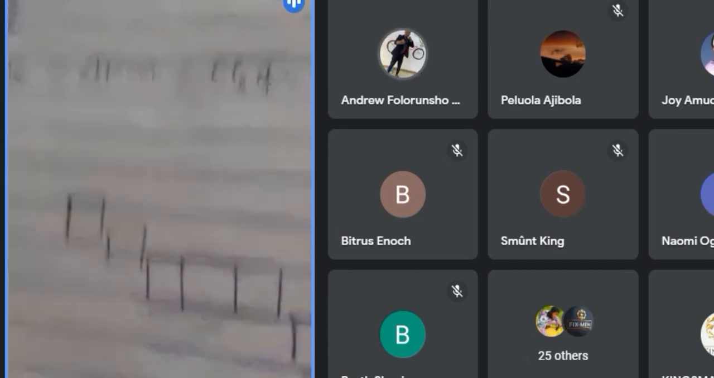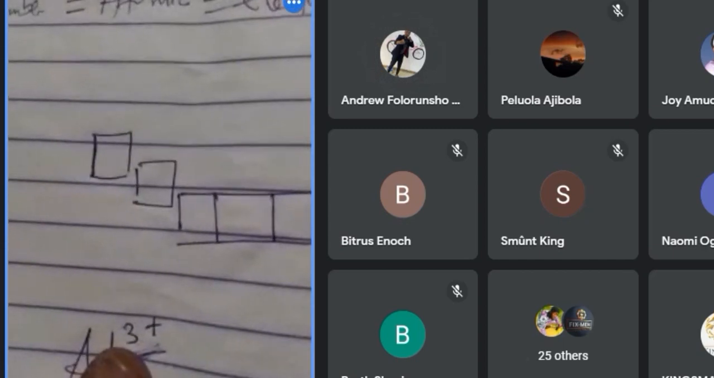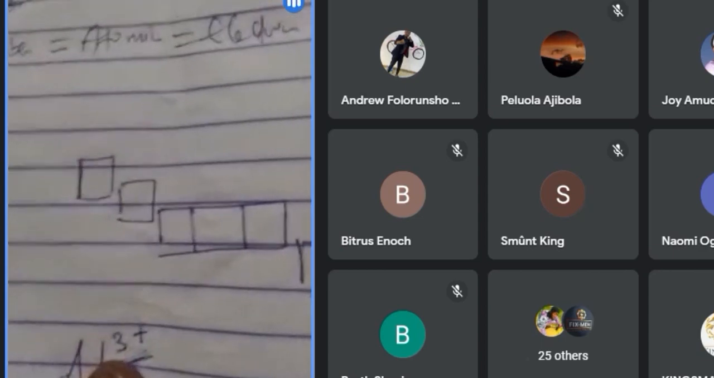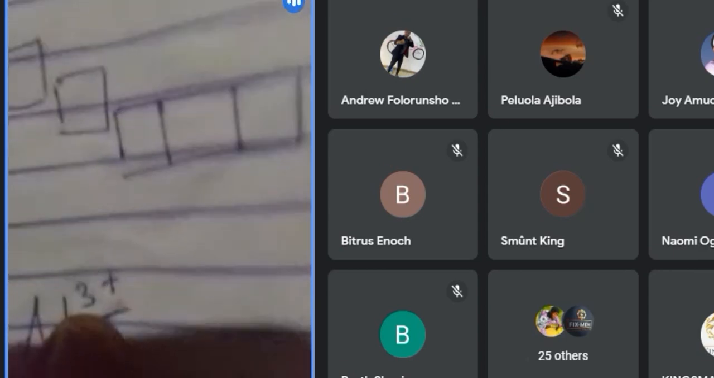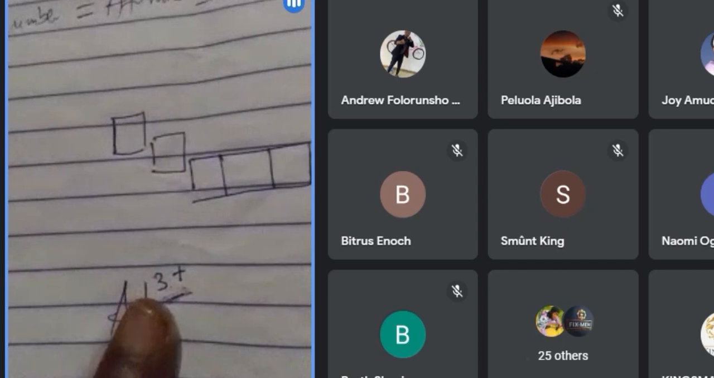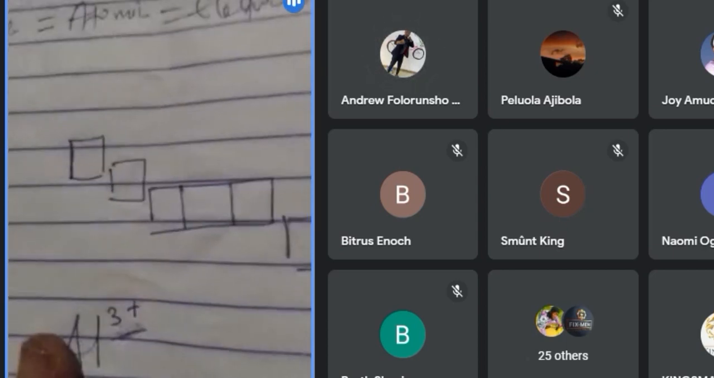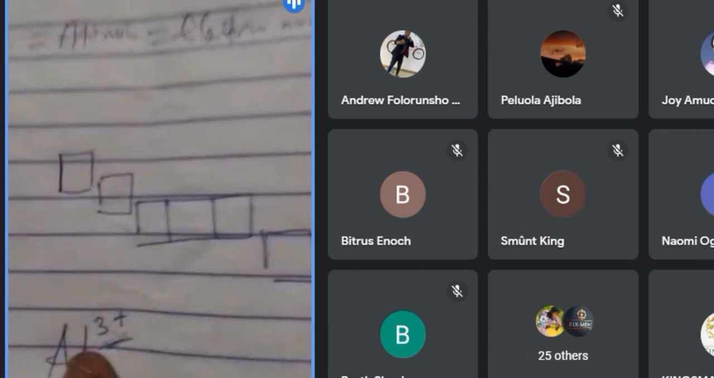So aluminium is having three electrons being lost from it. It loses 3 electrons. That's why it is a cation because it is losing electron. That's one, and it is having oxidation state of +3. You should note that straight.